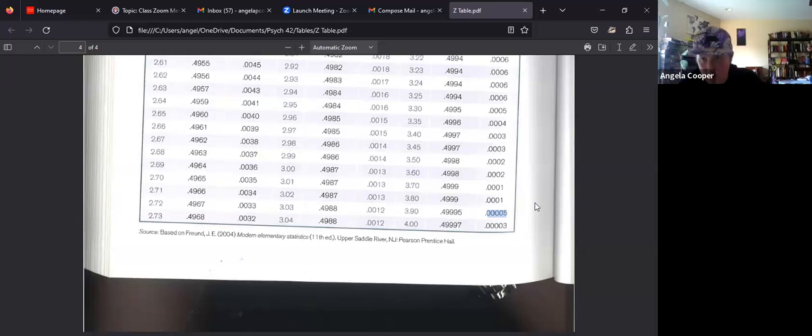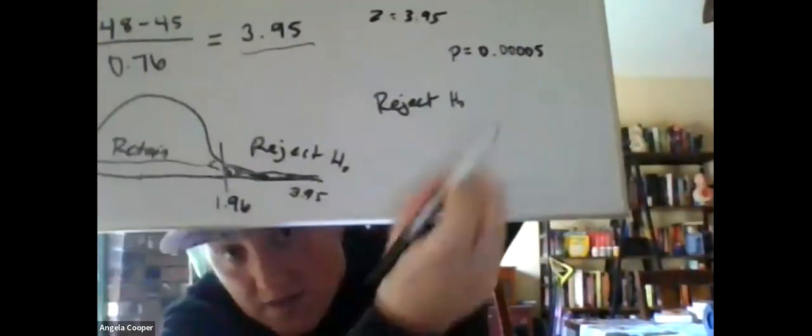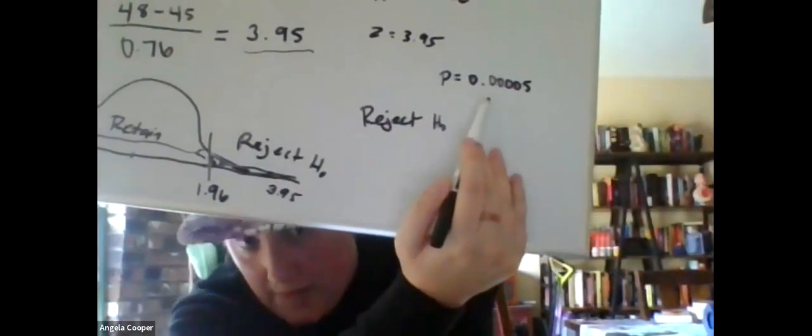Just a second. I've got to figure out a place to write this on here. 0.0005. Okay. So again, where did I put it? Okay. So I got this from the Z table. Now I'm not quite done yet.